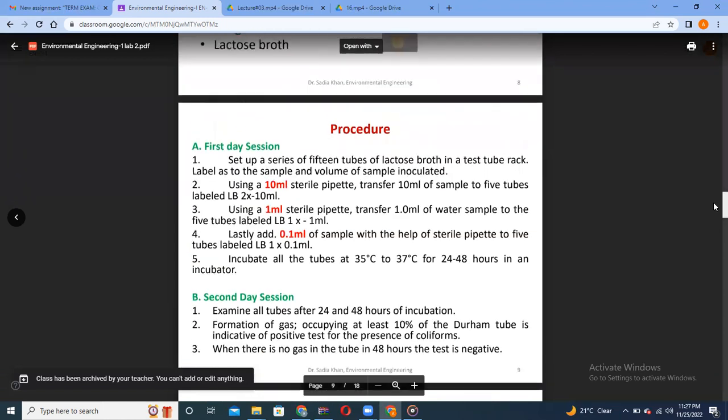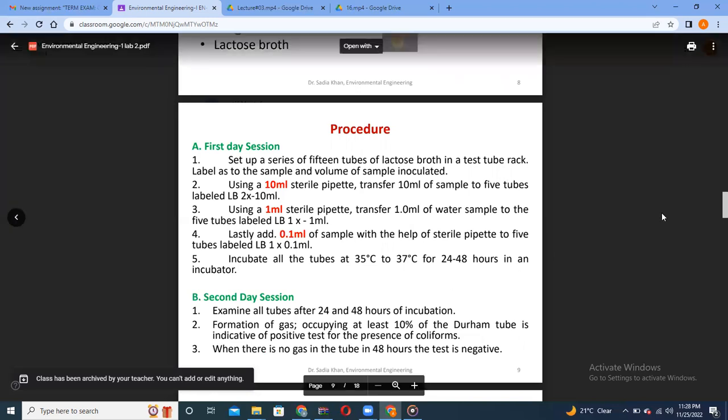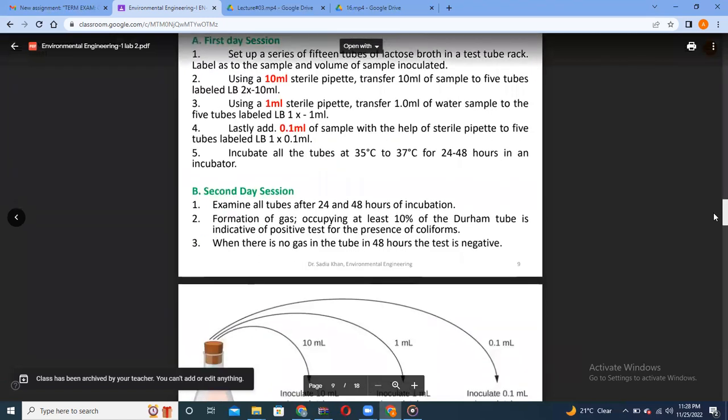So the procedure we have, again we have two procedures. First procedure is to set up a series of 15 tubes of lactose broth in the test tube rack. Label as to the sample and volume of sample included, using a 10 ml sterile pipette. Transfer 10 ml of sample to 5 tubes labeled LB2X 10 ml. Using a 1 ml sterile pipette, transfer 1.0 ml of water sample to the 5 tubes labeled. Lastly, add 0.1 ml of sample with the help of a sterile pipette to 5 tubes labeled. Incubate all the tubes at 35 to 37 degrees for 24 to 48 hours in an incubator.